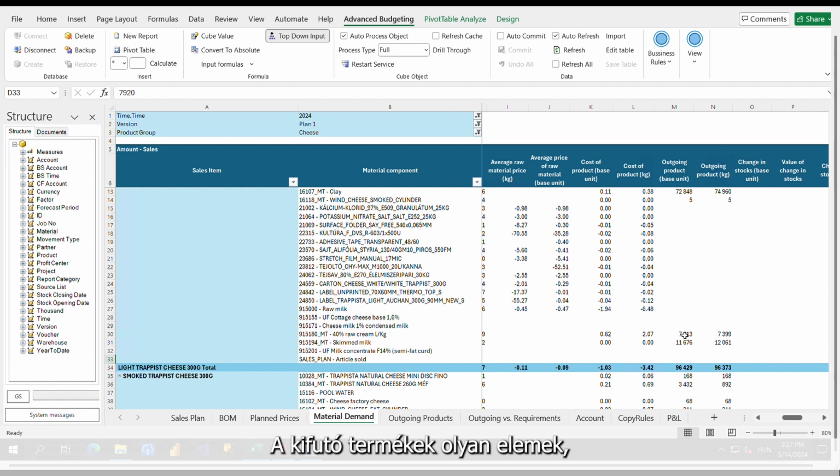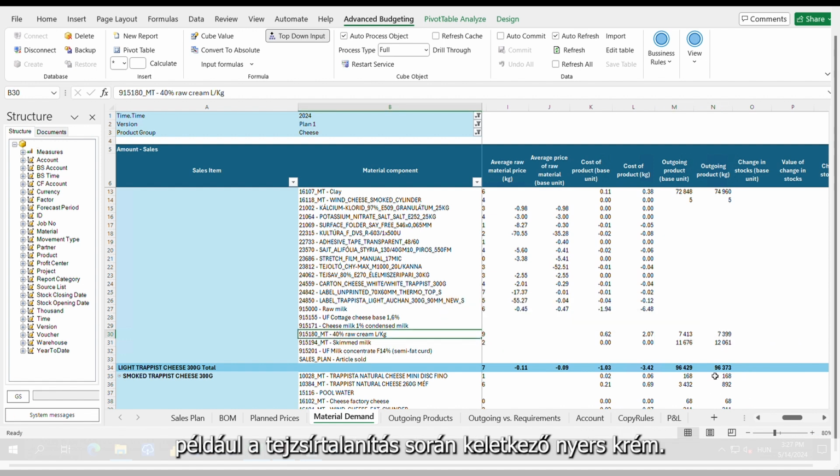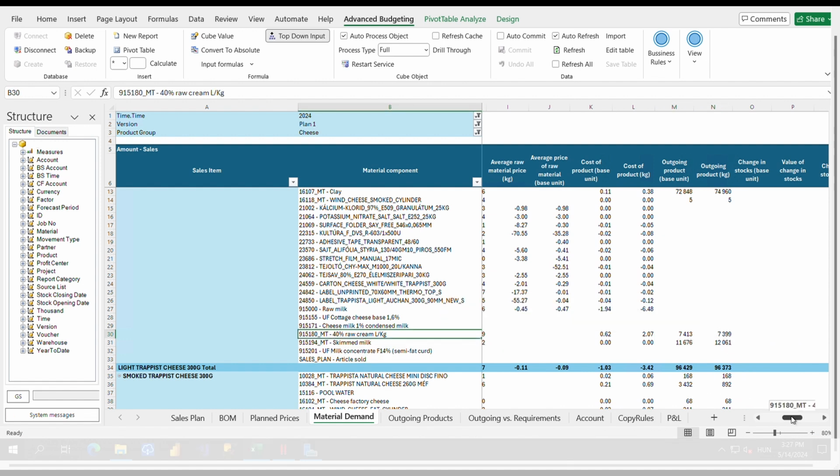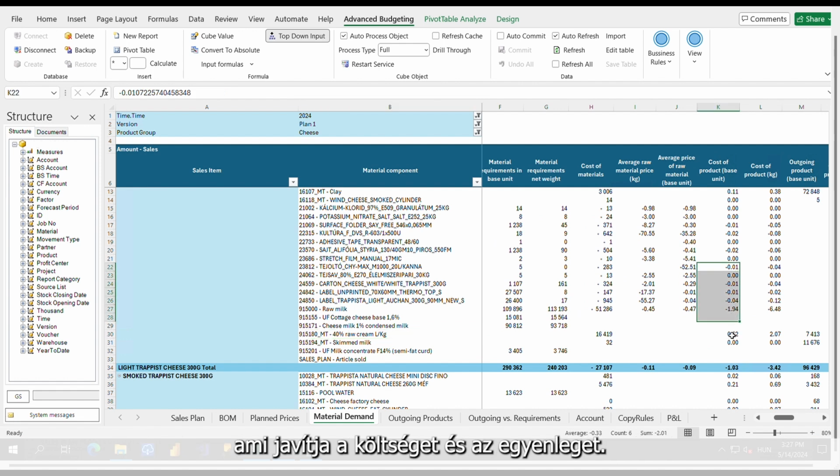Outgoing products are elements that are generated during production and include items that exit the process, such as raw cream produced during the fat removal of milk. The costs of these elements are calculated with the opposite sign, which improves the cost and balance.